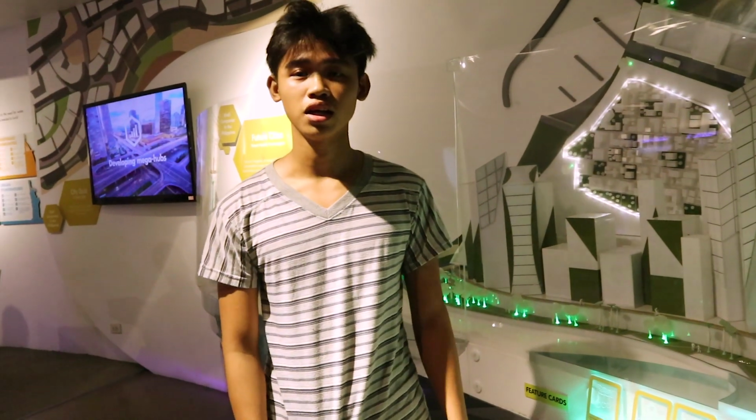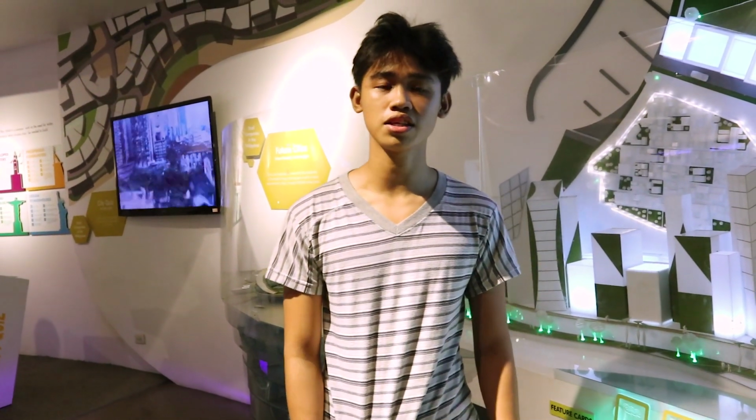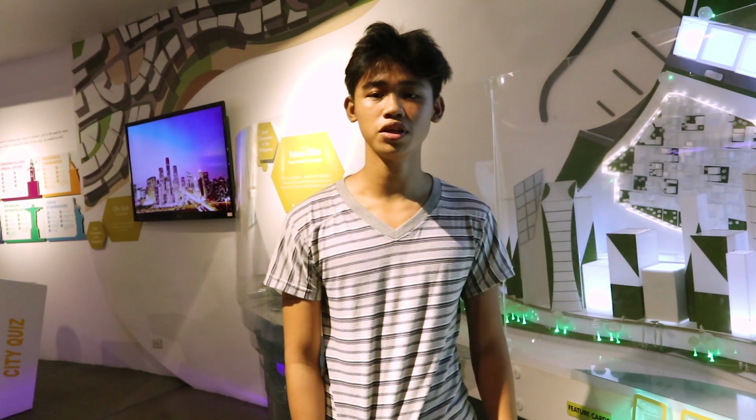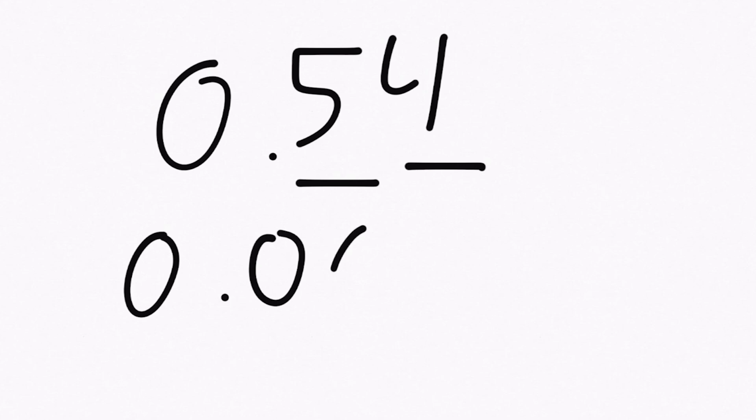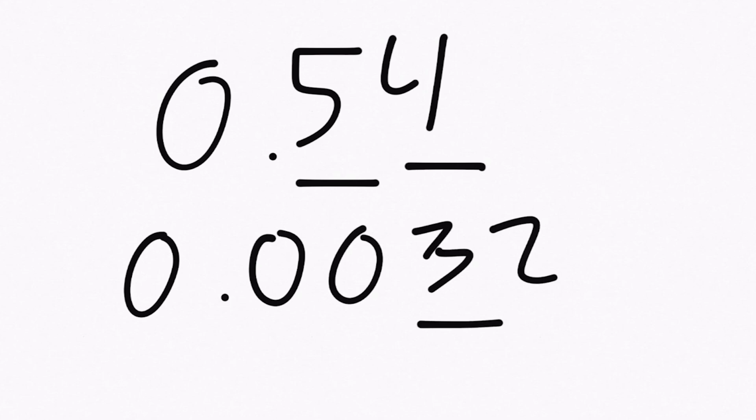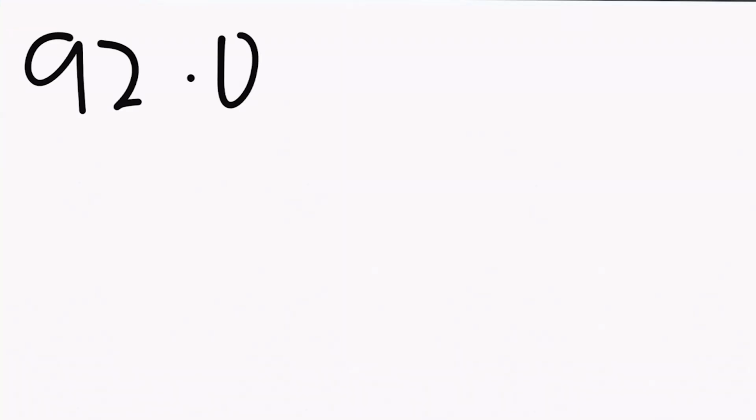Rule number 3. Leading zeros are not significant. They're nothing more than placeholders. The number 0.54 has 2 significant figures. 0.0032 also has 2 significant figures. All of the zeros are leading. There are 4 significant figures in 92.00.